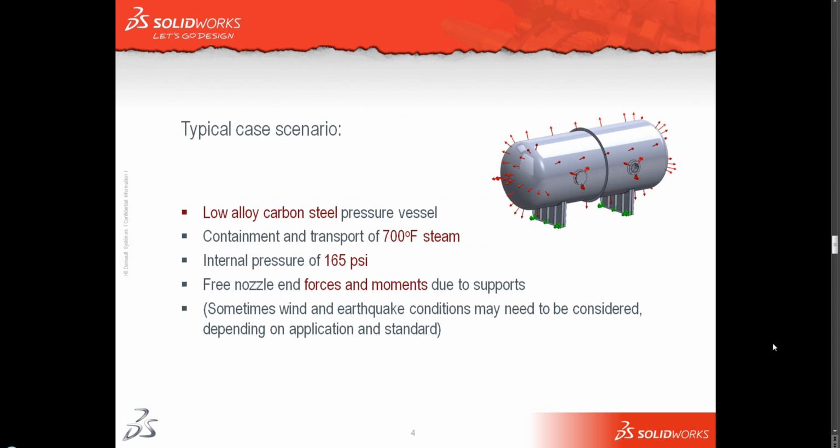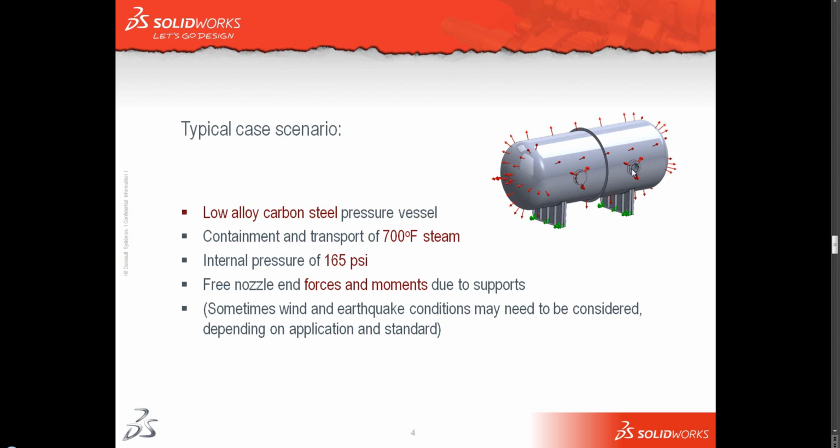Okay, so let's just have a quick look at a typical case scenario. What we've got here on the screen is a pretty typical pressure vessel that I've just put together for the sake of the webinar. This is what we're going to have a look at in a little while. It's going to be made of a low alloy carbon steel. It's got a wall thickness of about 2 millimeters. It's about 1.5 meters long, I think. And it's going to be used for the containment and transfer of 700 degrees Fahrenheit steam at an internal pressure of about 165 psi. We've also got, you'll see on the screen, 2 nozzles, one with a lid, one without.